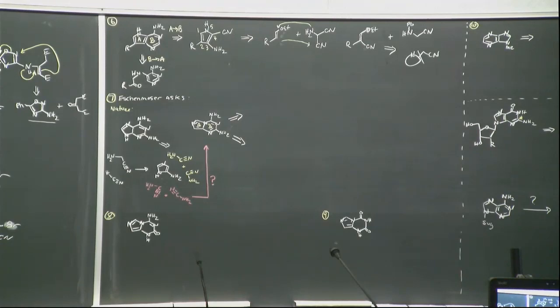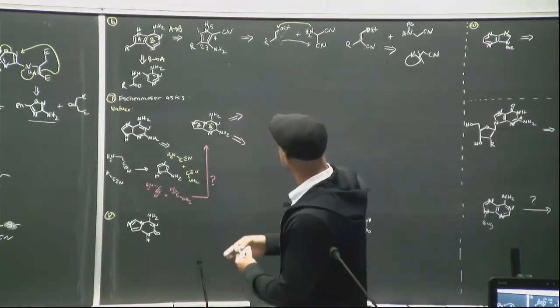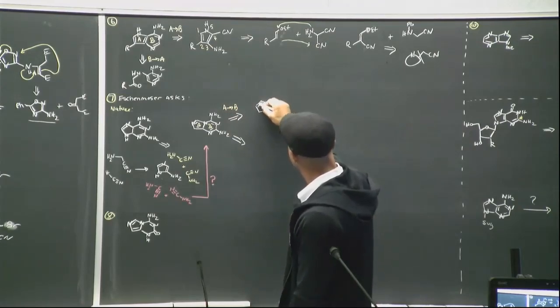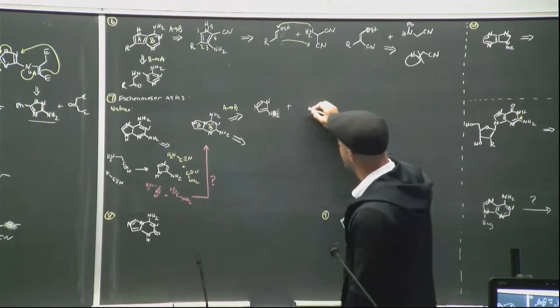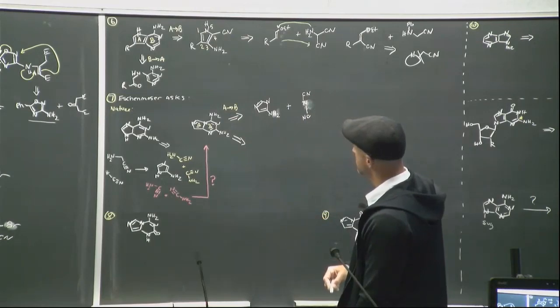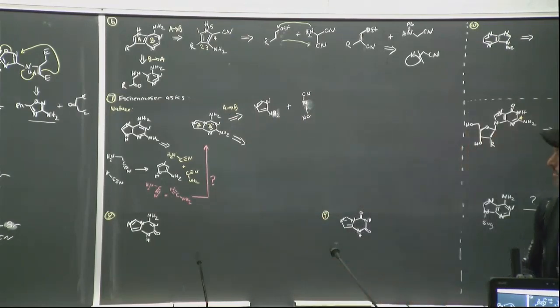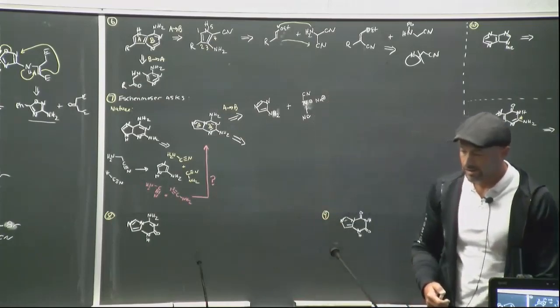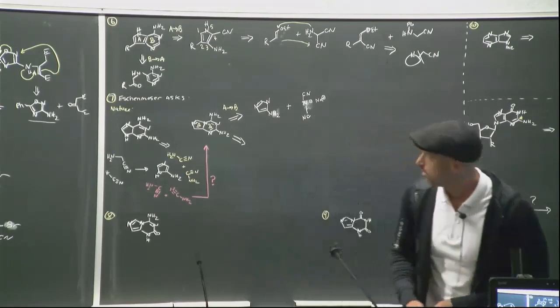Teho, any thoughts on where you want to start? Okay, disconnect ring B. So we're going to make A and annulate on B, which is going to give us our starting aminoimidazole plus something like that, correct? So sort of taking dicyanamide and just condensing it with the aminoimidazole.